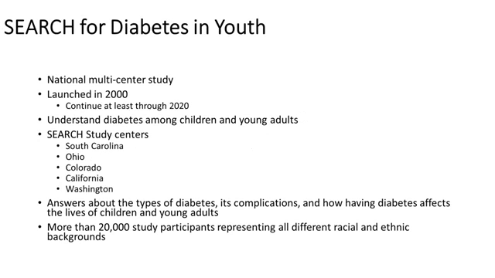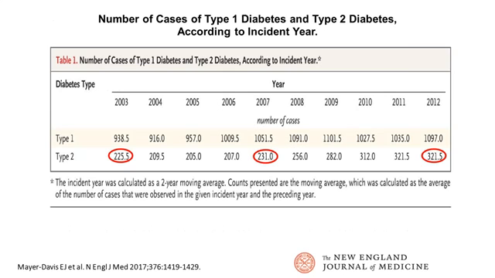normal glucose tolerance. I also want to just talk about SEARCH, and I think the reason why SEARCH is important is that it is our largest national multi-center database that we have that was launched in 2000. And the goal is really for us to understand diabetes, type 1 and type 2, amongst children and young adults. There are 5 SEARCH centers across the country: South Carolina, Ohio, Colorado, California, and Washington. And the goal is to answer questions about diabetes, its complications, and how children and young adults are living with diabetes.